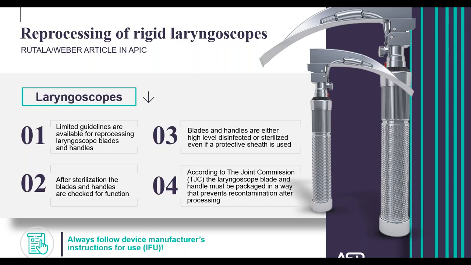Some things to take note of when we're processing laryngoscopes, and I think these are things that we all need to be thinking about. If both the laryngoscope blade and handle are sterilized, they need to be checked for function prior to use. In addition, even if a protective sheath is used, laryngoscope blades and handles should be sterilized or high-level disinfected regardless. And lastly, the Joint Commission states, after high-level disinfection or sterilization of laryngoscope blades and handles, they must be packaged in a way that prevents recontamination.